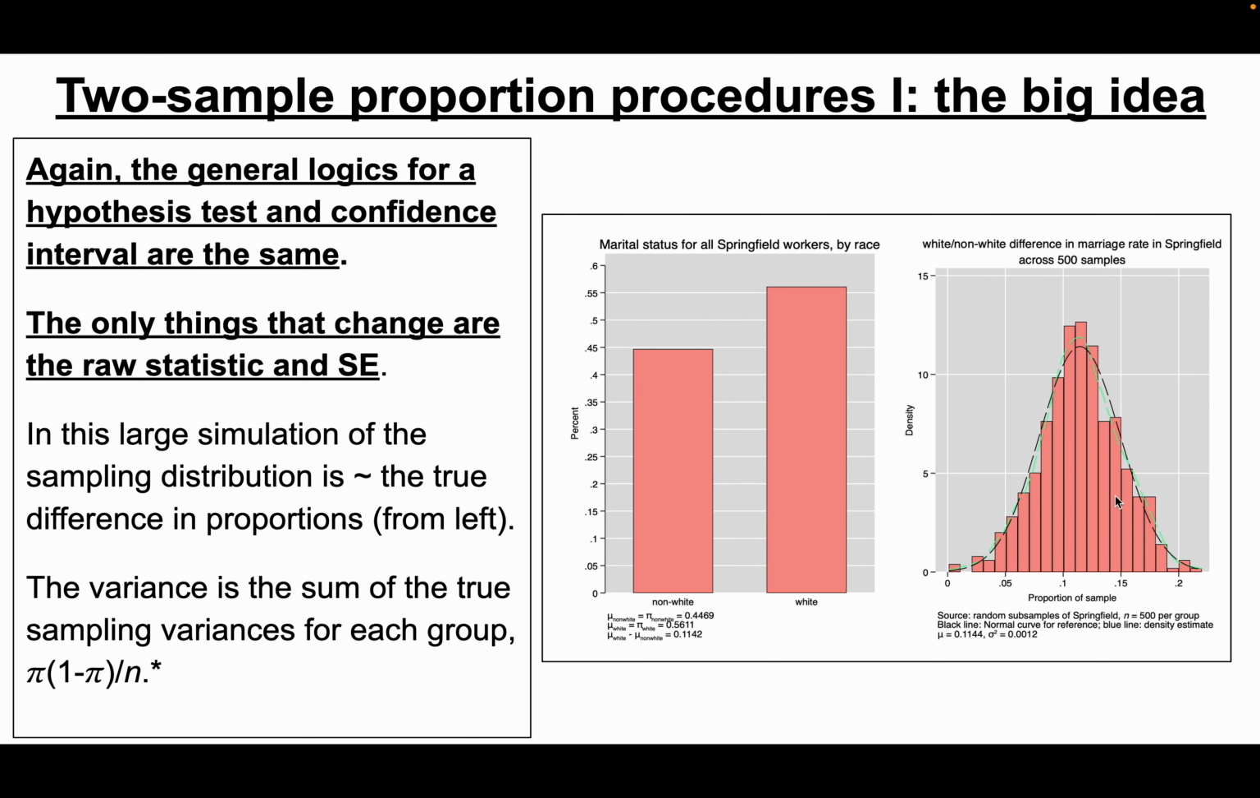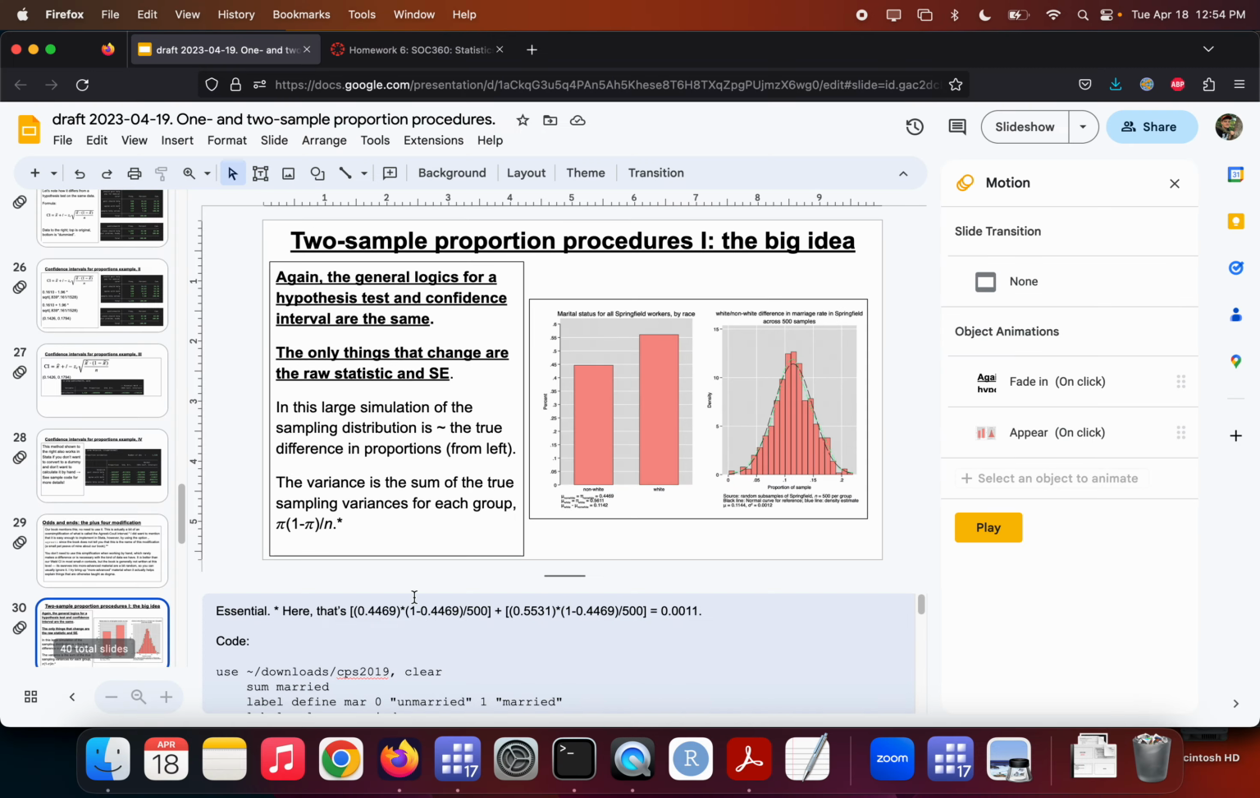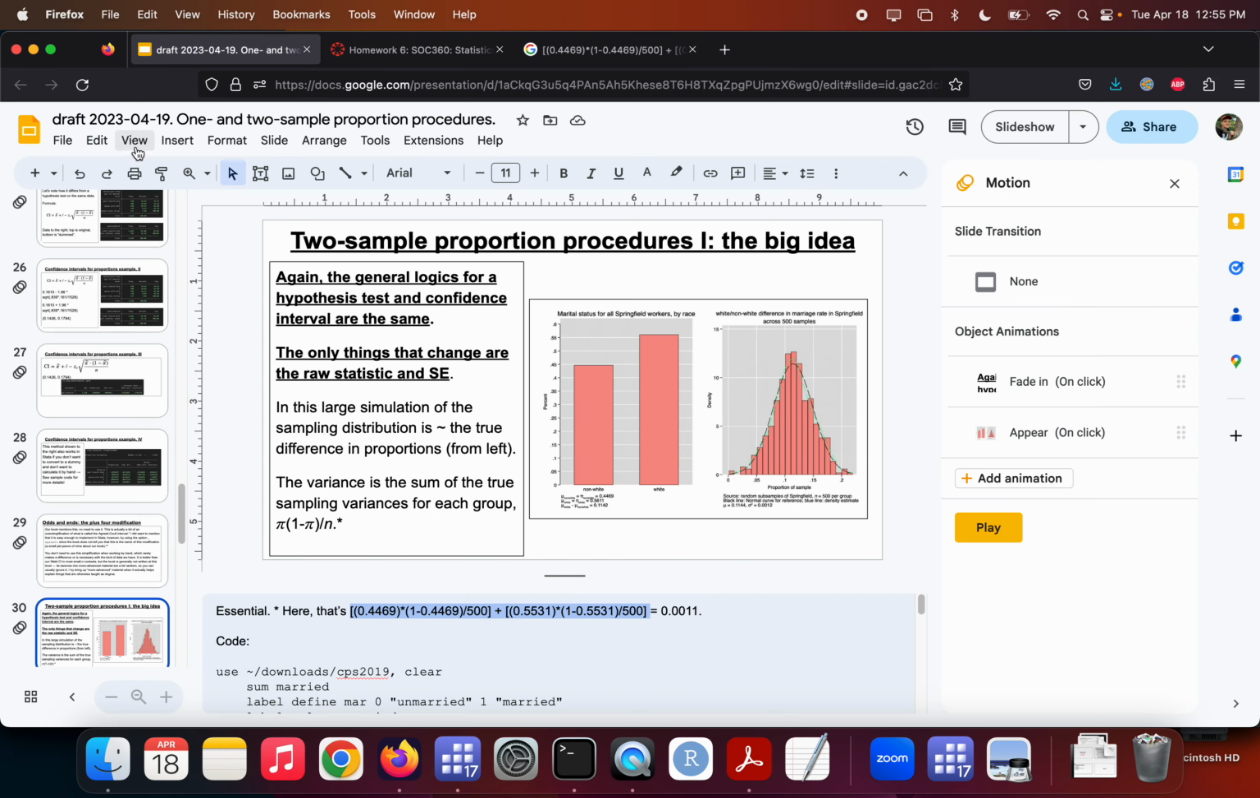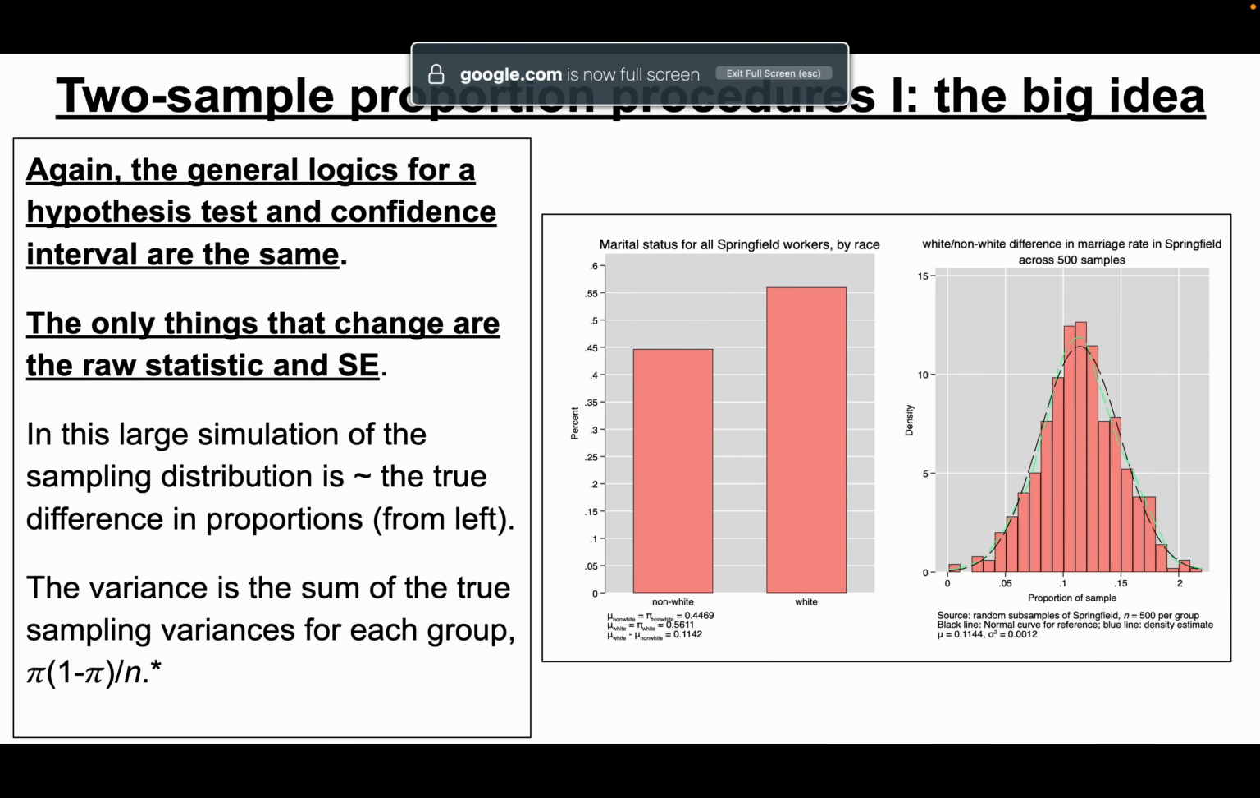And then the variance on the right, interestingly, is the sum of the true sampling variances for each group. So we could find that here. I'll show you that in the footnotes. You can see here we have 0.4469 times 1 minus 0.4469 divided by 500. Each of these are size 500. And then we have the same thing for the other group, so 0.5531 times 1 minus 0.5531 divided by 500. If we put this into Google, we get 0.00098, and with rounding, you'll see that's pretty close to what we get here.